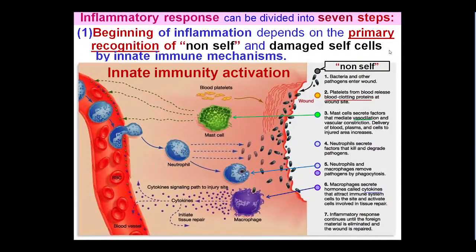The inflammatory process is a protective process in our body that may be subdivided into certain steps, at least some 7 steps. The first step, the beginning of inflammation, depends on the primary recognition of non-self and damaged self cells by innate immune mechanisms. Innate immunity is the first part of immunity that reacts to foreign entities. What do you see here? You see innate immunity activation, first step, beginning of inflammation.